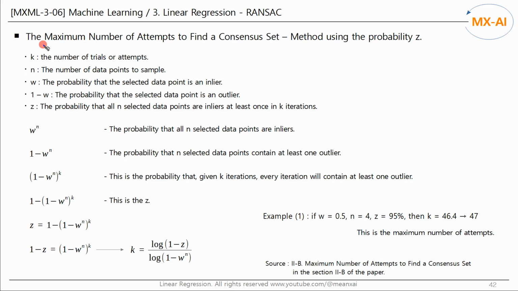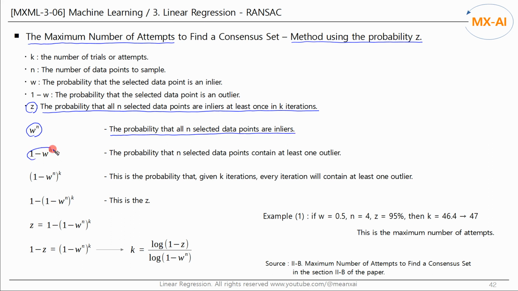This time, let's find the maximum number of attempts from a slightly different point of view. This is the method using the probability z. z is the probability that all n selected data points are inliers at least once in k iterations. Again, w to the power of n is the probability that all n selected data points are inliers. And this is the probability that n selected data points contain at least one outlier.